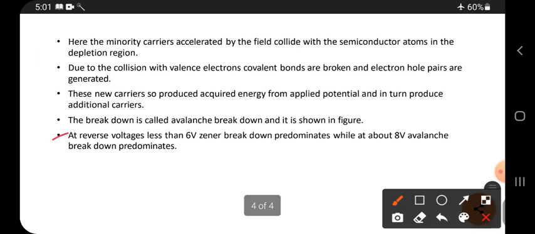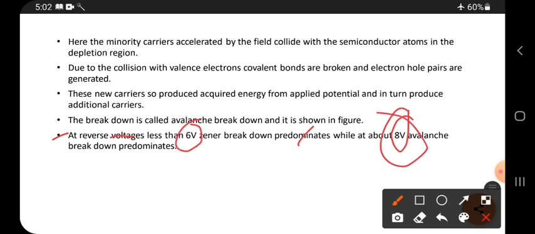At a reverse voltage less than 6 volts, Zener breakdown predominates, while at about 8 volts, avalanche breakdown predominates. So that means Zener breakdown works at around 6 volts and avalanche breakdown works at around 8 volts. So that is the meaning of this.